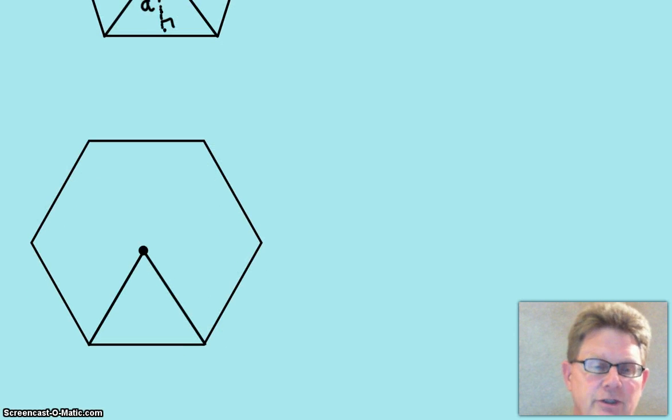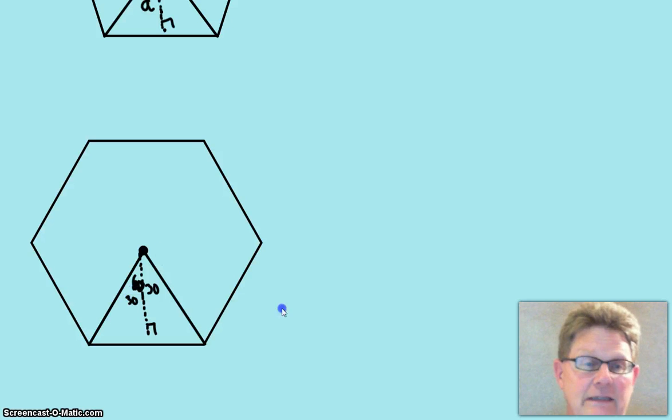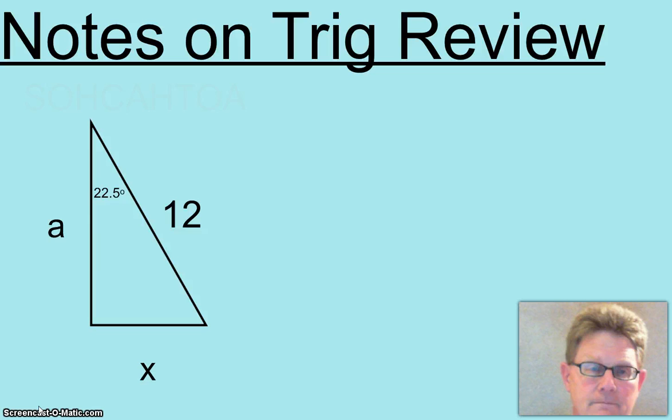Okay, what's the measure of this central angle of this regular hexagon? 360 divided by 6. Each of these angles is 60 degrees, and of course when you drop that apothem down, it's going to bisect that 60 degree angle, and each half will be 30 degrees. And we're going to need to use that possibly to find the area of a regular hexagon, and we'll move on.